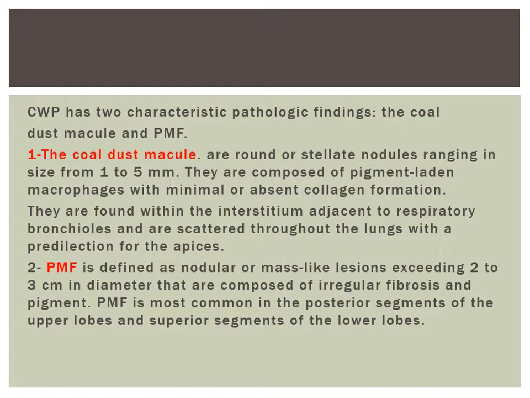PMF is defined as a nodular or mass-like lesion exceeding 2 to 3 cm in diameter, composed of irregular fibrosis and pigment, most commonly in the posterior segment of the upper lobe or the superior segment of the lower lobes. So keep in mind, PMF does not always mean silicosis. PMF can happen in a variety of conditions. The most famous one is silicosis, but it can happen in other conditions. There are other causes in the differential diagnosis.